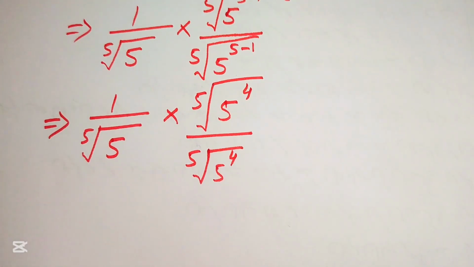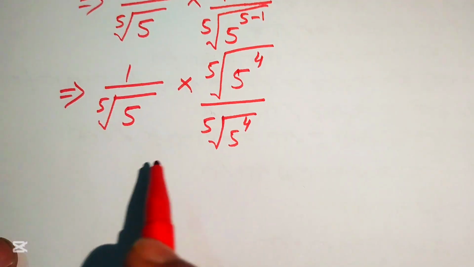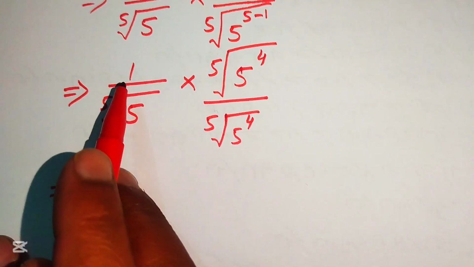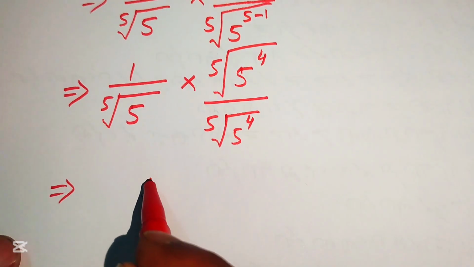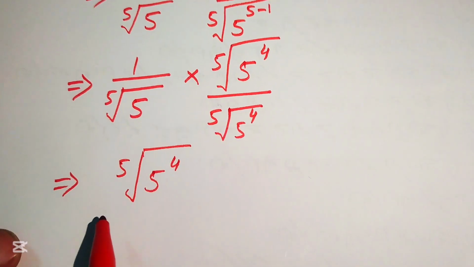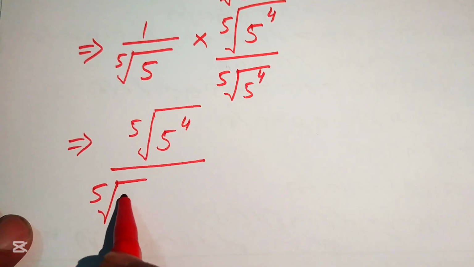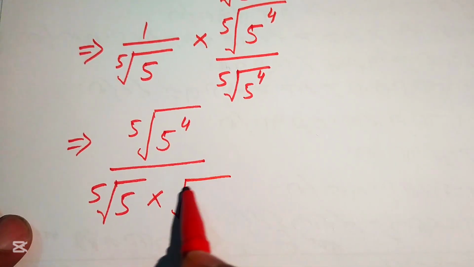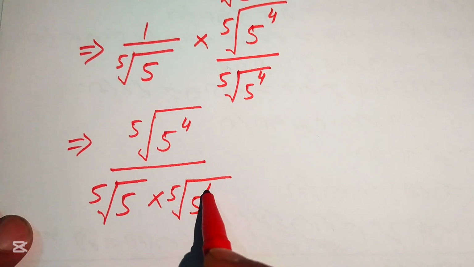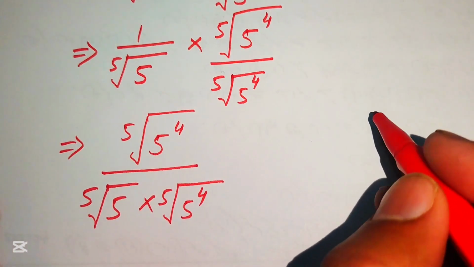Here we multiply the numerator with the numerator and the denominator with the denominator, so we multiply this 1 by this term, and it is written as the fifth root of 5 to the power of 4. It is divided by the fifth root of 5 multiplied by the fifth root of 5 to the power of 4. Now, in the next step, we need more simplification, and here we can apply this exponent law.